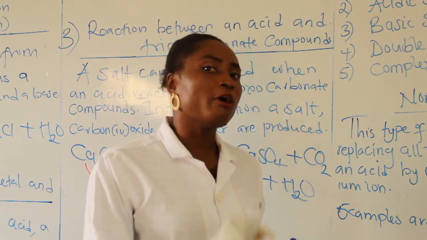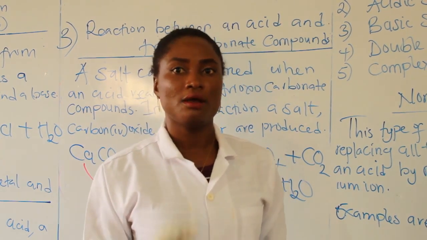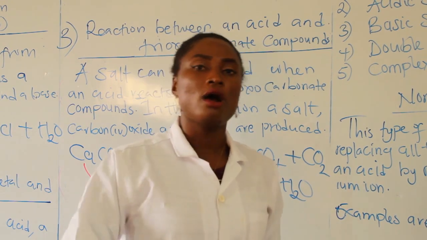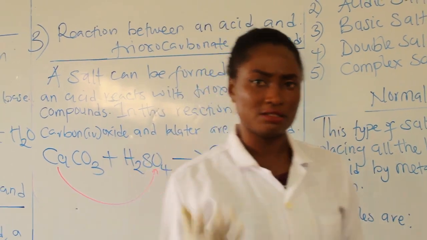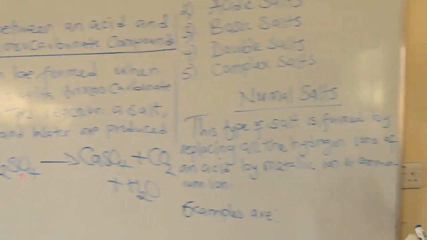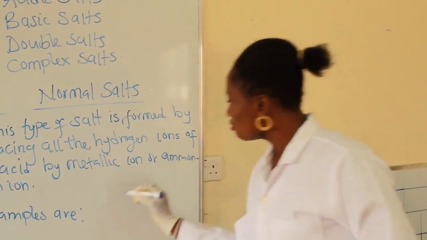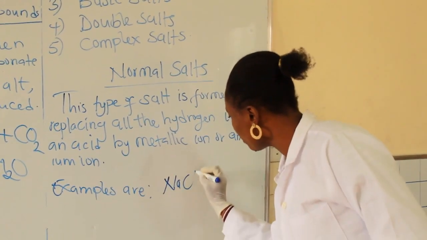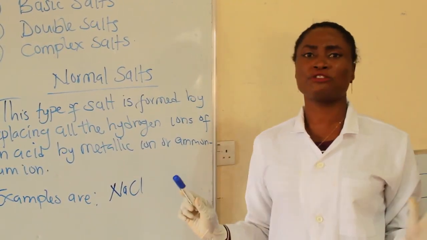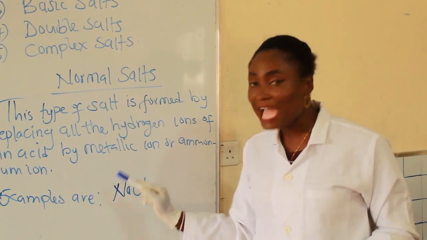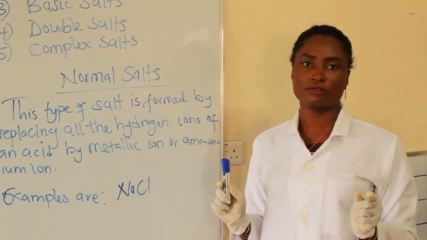Okay, now how do you form a normal salt? When you replace all the hydrogen in an acid by a metallic ion or ammonium ion, then a normal salt is formed. Now I'll give you examples so that you understand what I'm saying. From HCl, hydrochloric acid, we can form sodium chloride. If you look at this compound sodium chloride, you're not seeing any hydrogen there. It means the hydrogen has been replaced by a metallic ion. So this is a normal salt.